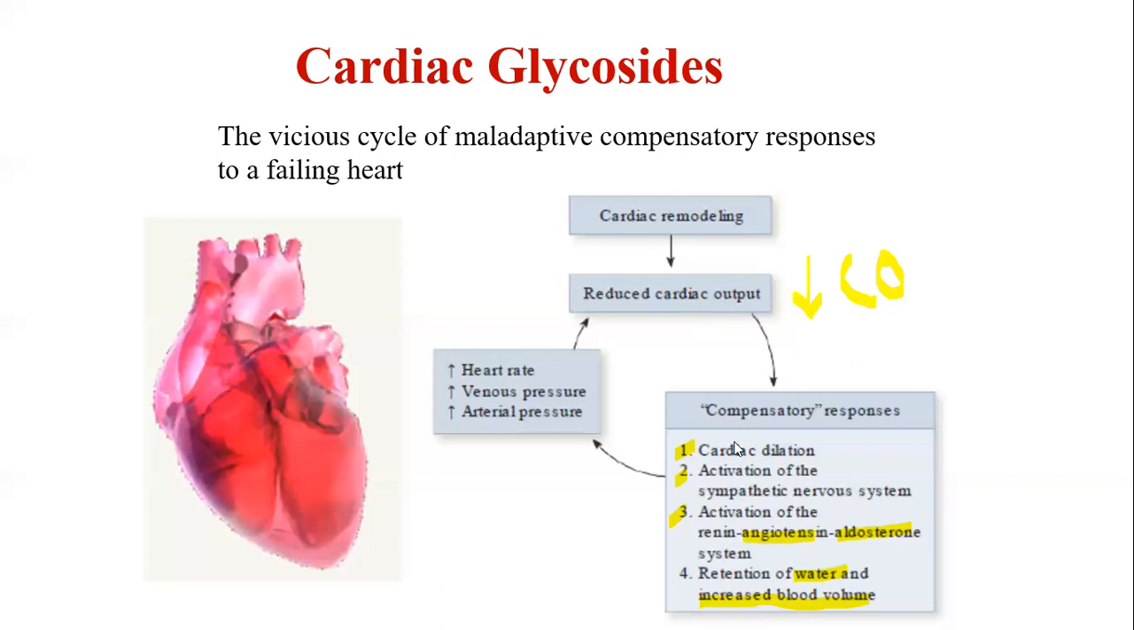like cardiac dilatation, activation of the sympathetic nervous system, activation of the renin-angiotensin-aldosterone system, and also retention of water and increased blood volume. This is the compensatory system. When this occurs, heart rate goes up, venous pressure goes up, and arterial pressure goes up.